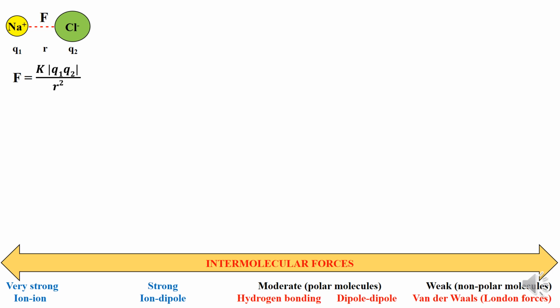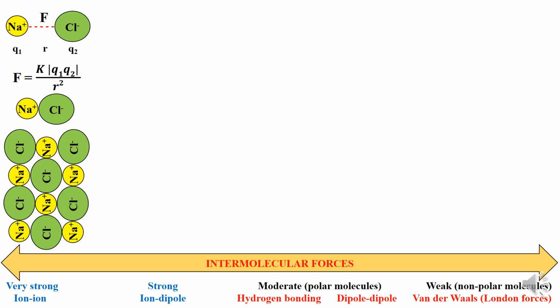Now, as the distance R between the two ions reduces, the electrostatic force of attraction between the oppositely charged ions increases, and it is this strong electrostatic force of attraction between the oppositely charged ions that holds the ions together, and this leads to a network of ions. So what you see here is a network of sodium and chloride ions held together in the crystal lattice of common salt, sodium chloride.